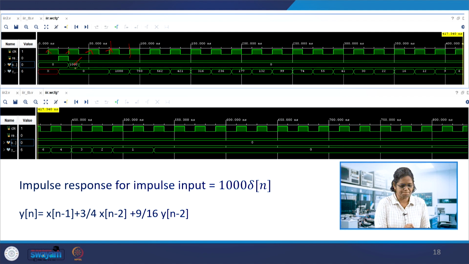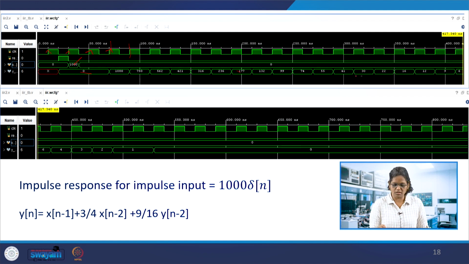Okay, each reset becomes 1 after a certain point, and then the x input is made 1000 at this clock edge, and it exists for half of the time period of the clock, after that it is made 0. So it's a very short pulse of 1000, and then the resultant output y out is 0 here, and then it goes to 1000 here. You can see 750, 562, and so on, coming back to 0.